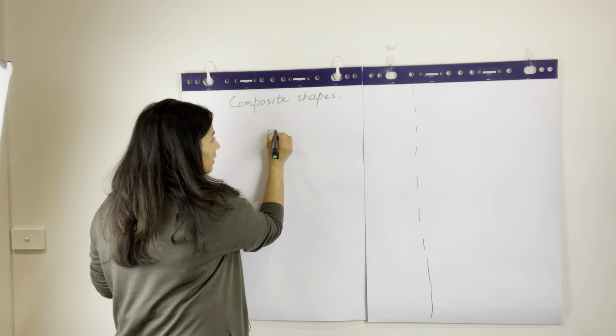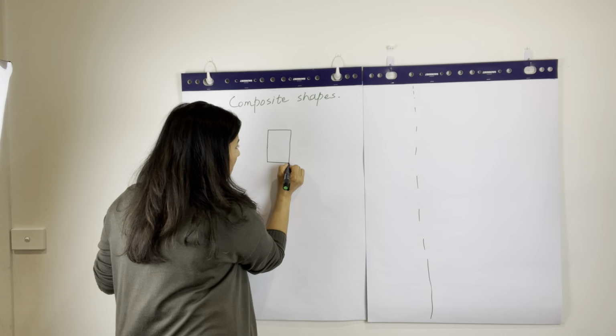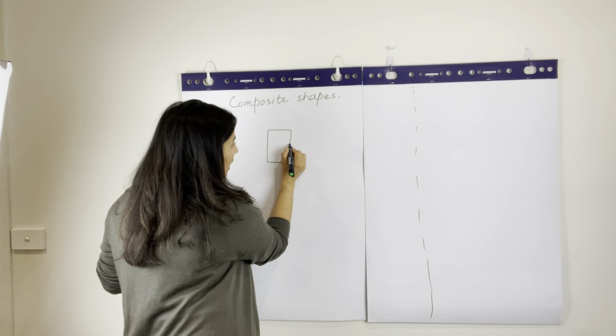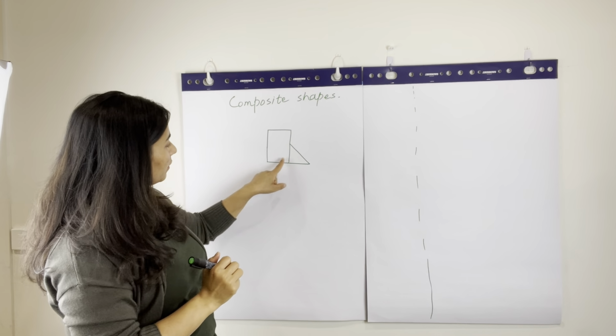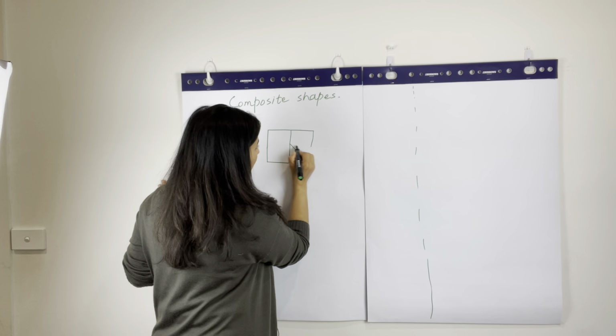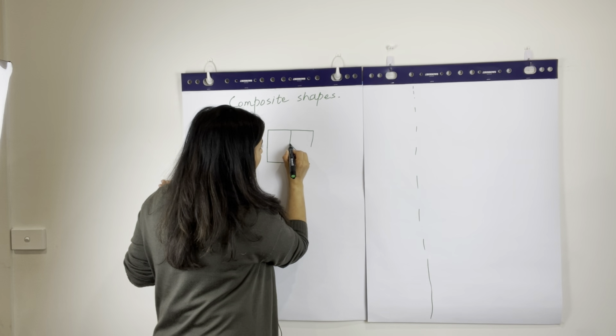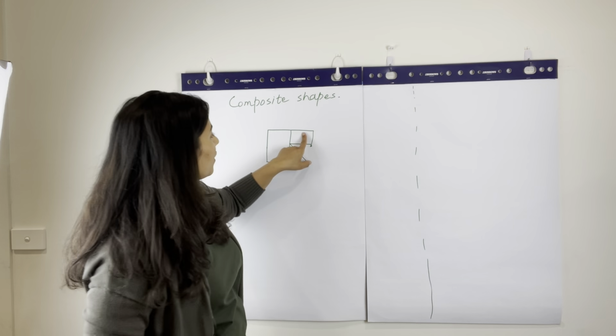Let's say this is a rectangle. And I'm going to add a triangle with it. I've added a triangle with it. That's a rectangle, that's a triangle, and I'm also going to add a square with it over here. I've gone a little bit further down. Let's say you've added another rectangle with it.